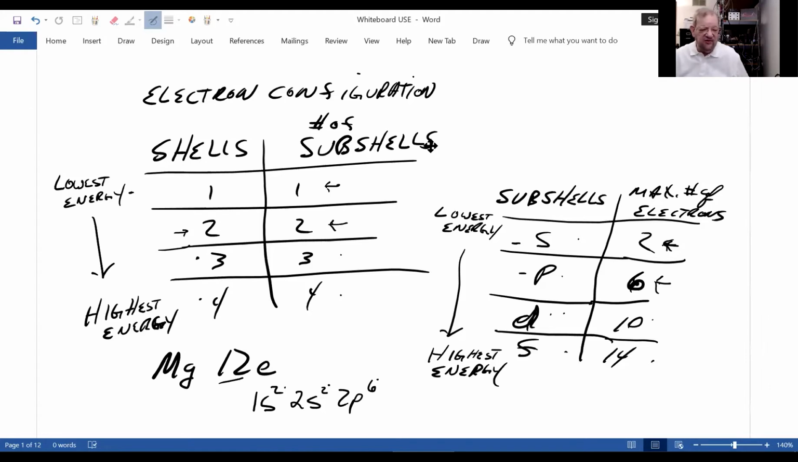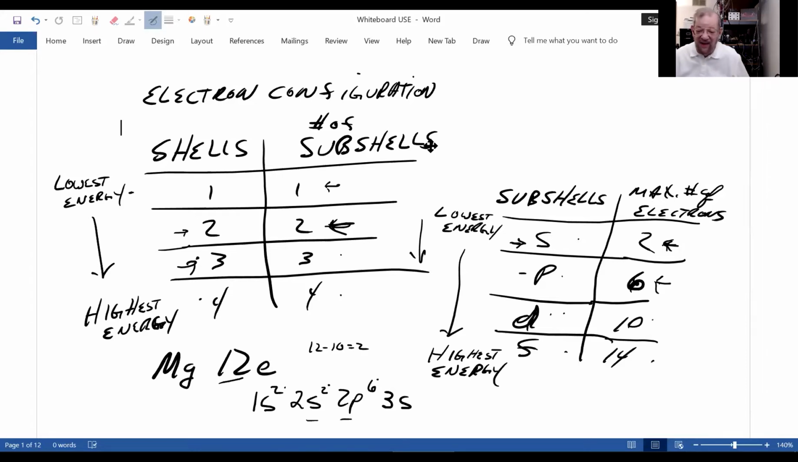Notice shell 2 only has 2 subshells. And I fill them, 2s and 2p. Well, now I have to go to shell number 3. And what's the first subshell? And that's always s. You start from the lowest and you work down. And remember, a subshell is a number and a letter, 3s. I have 10. 12 minus 10 equals 2.